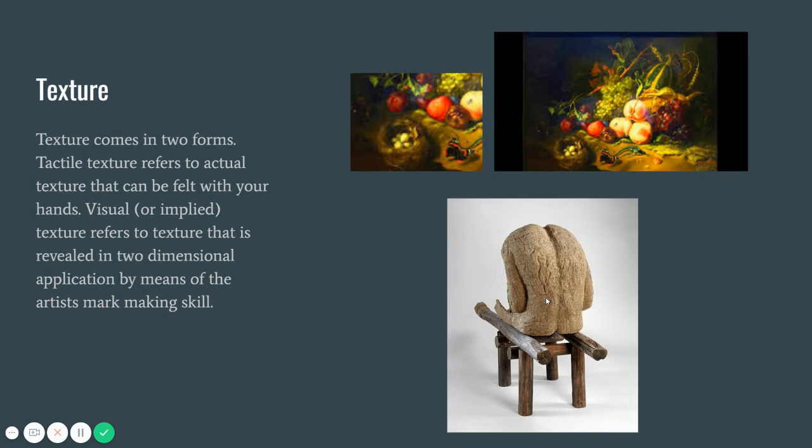The other is what's called visual texture. Sometimes it's referred to as implied texture. Okay, this visual or implied texture is texture that has been revealed in a two-dimensional application. So we know that if we put our hands on the painting, it's going to feel flat and it's going to feel smooth. But visually, we can see that there are illusions of texture.